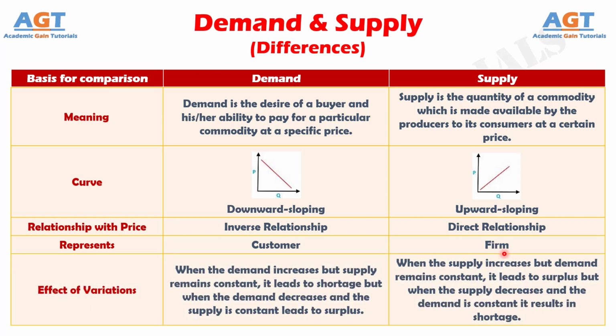Number 5. When the demand increases but supply remains constant, it leads to shortage, but when the demand decreases and the supply is constant, it leads to surplus, whereas when the supply increases but demand remains constant, it leads to surplus, but when the supply decreases and the demand is constant, it results in shortage.